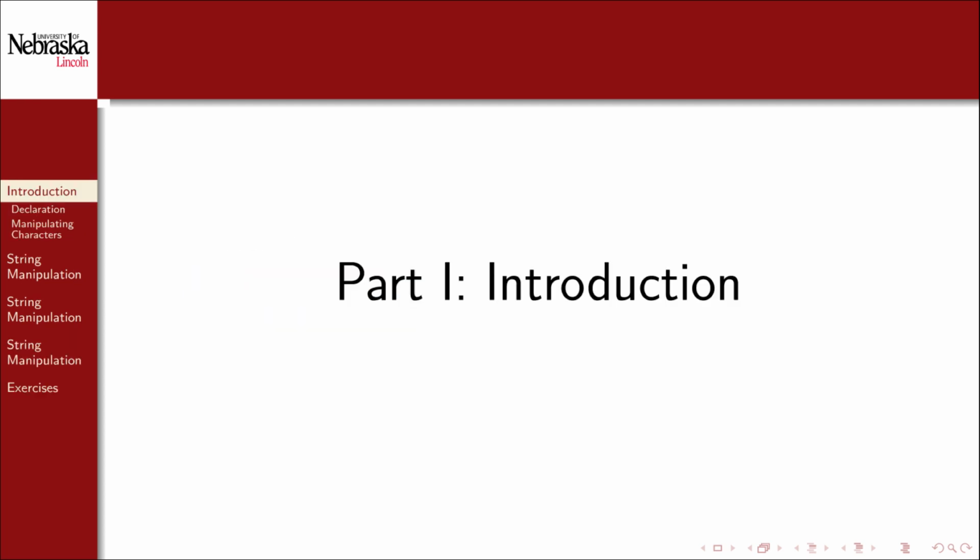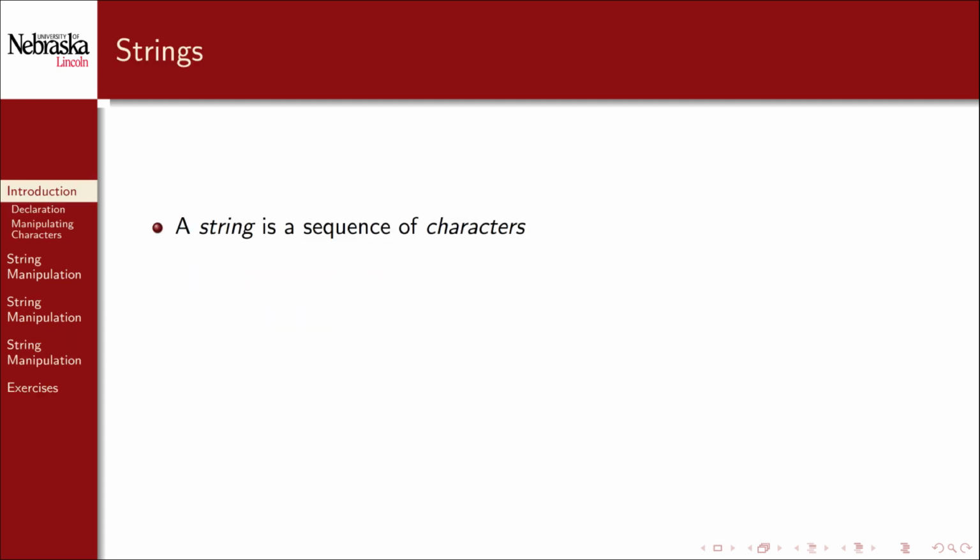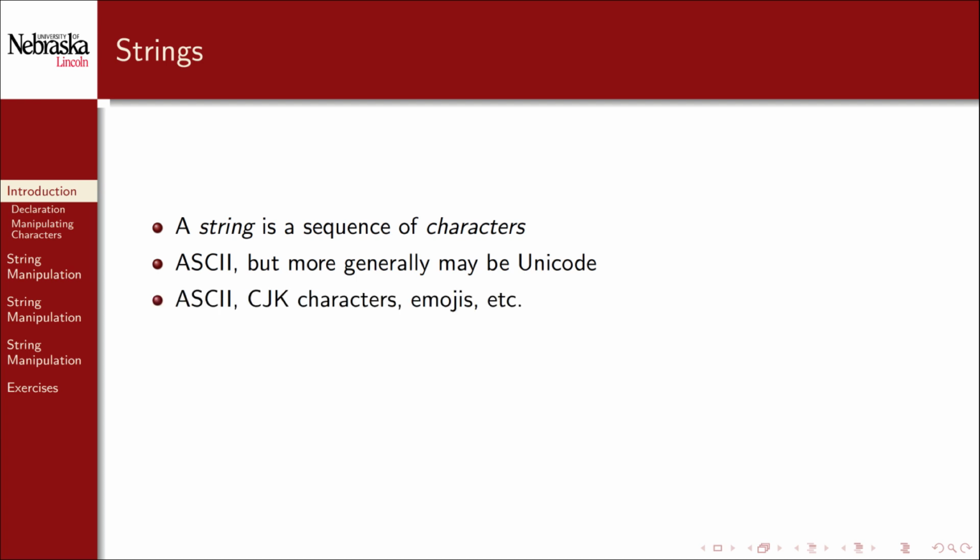First, let's understand the basics. A string is a sequence of characters. In C, we mostly deal with ASCII text characters, but more generally, a string may contain any Unicode character. Unicode is a much larger standard that still includes the basic ASCII characters, but also international characters, such as Chinese, Japanese, Korean fonts, and even, unfortunately, modern emoji characters.